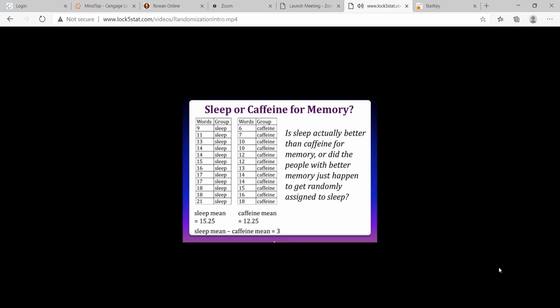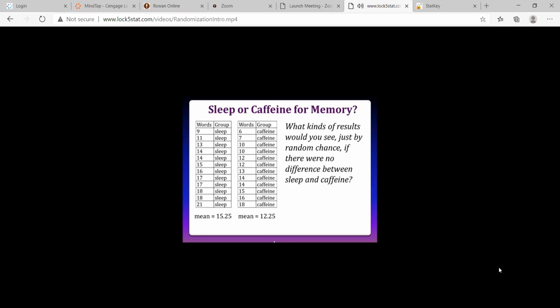So to answer this, we need to actually do a randomization test. We need to simulate what would happen just by random chance. So again, here's our data. What we want to know is what kind of results you would see just by random chance if there were no difference between sleep and caffeine.